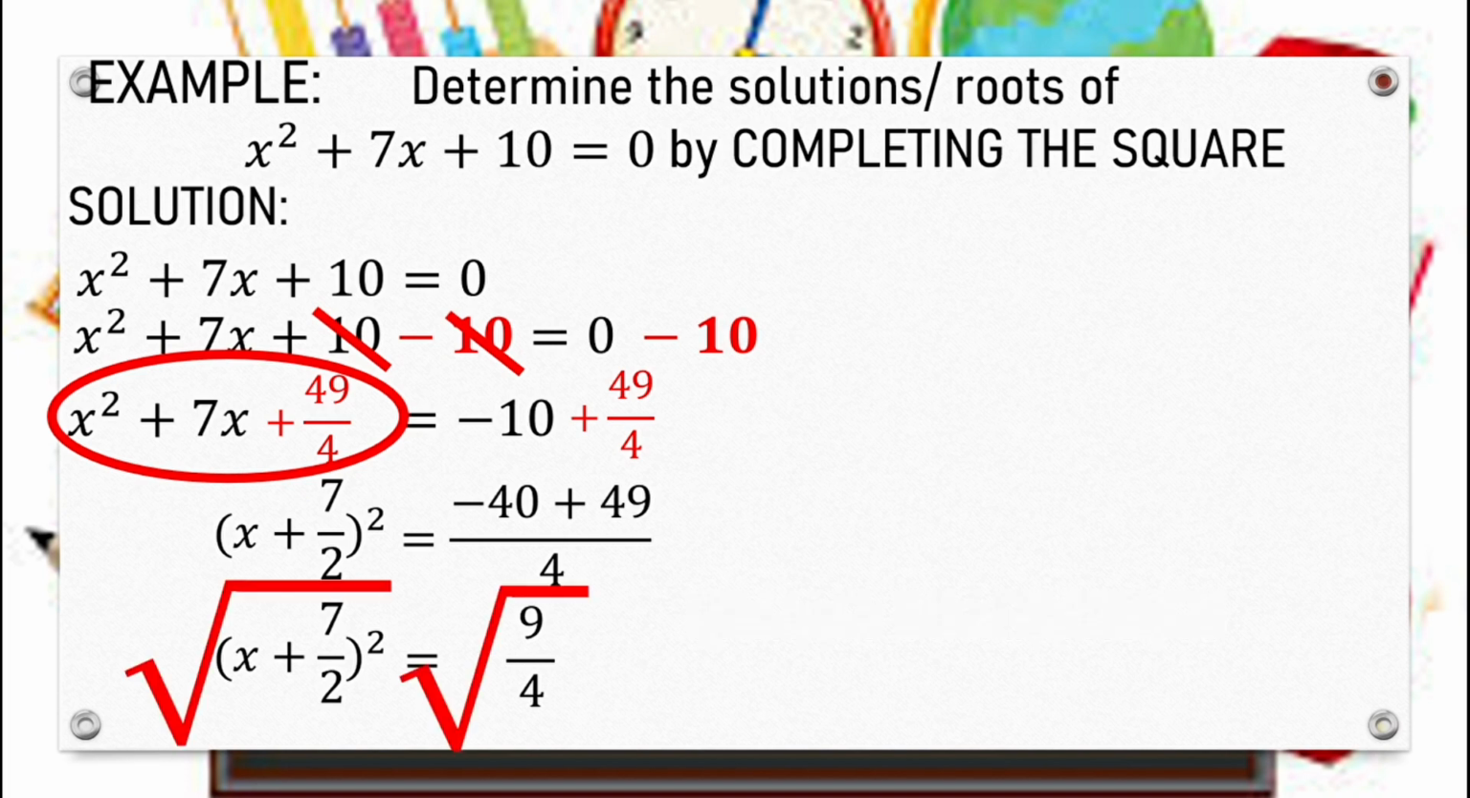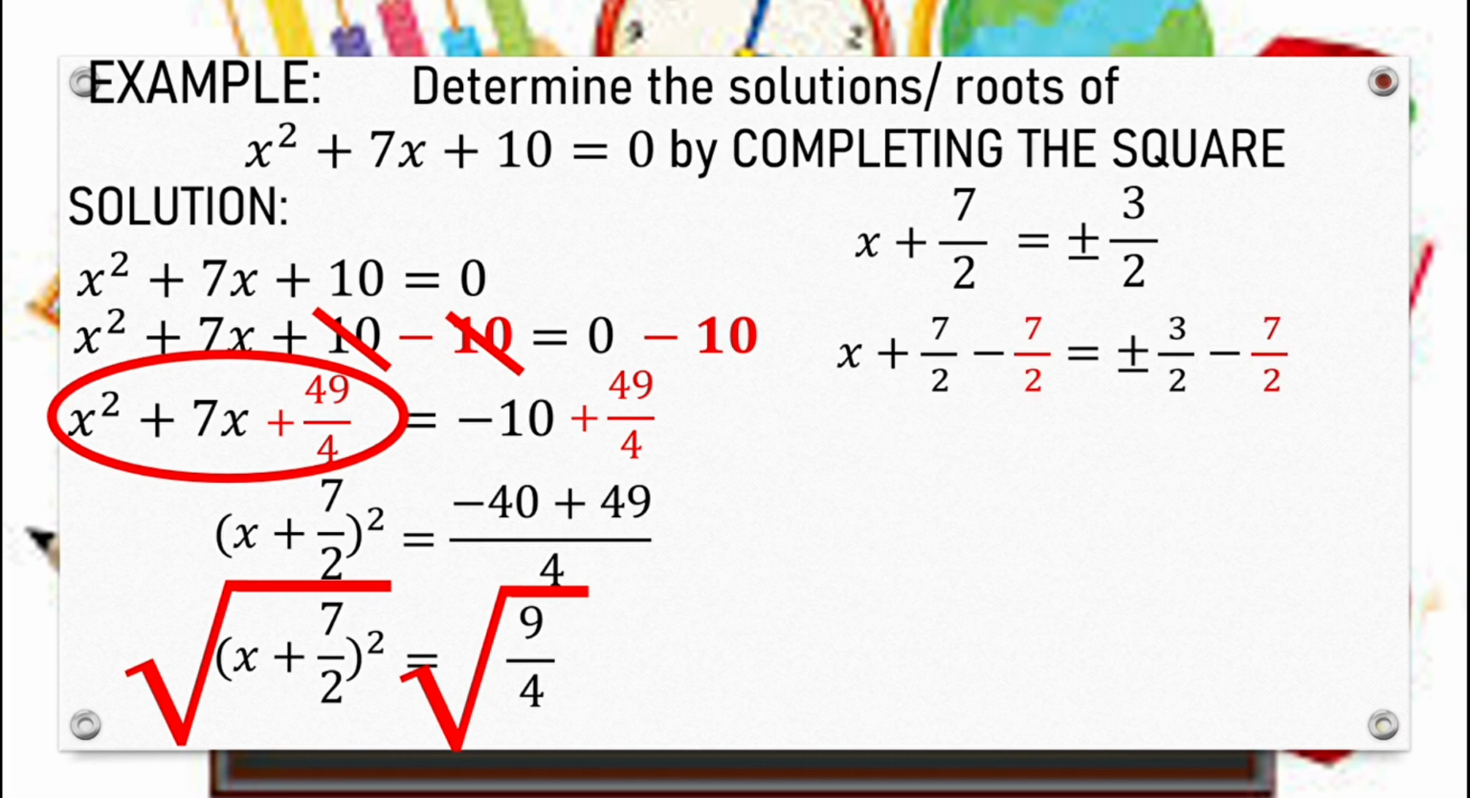Then, we will apply extracting square roots in order for us to get rid of the exponent 2 on the left side of our equation. Because rules in radicals state, if the index and exponent is the same, we can cancel it out. The simplified form becomes x plus 7/2 is equal to plus or minus 3/2. Then, we will get rid of 7/2 on the left side of our equation using subtraction property of equality. So, we will eliminate it on the left side and move it to the right side of our equation. This leads us to x is equal to plus or minus 3/2 minus 7/2.